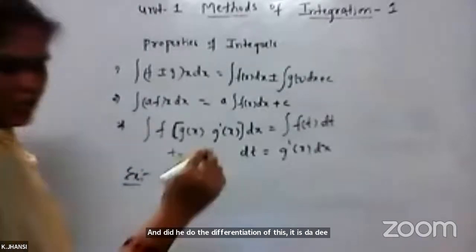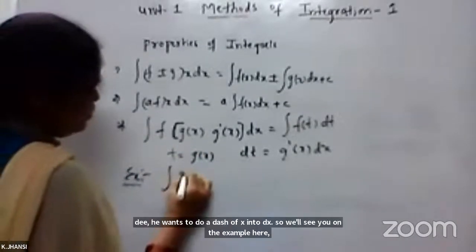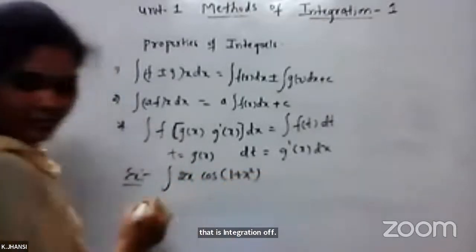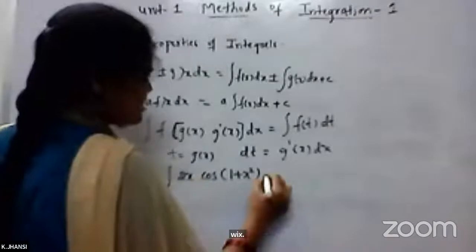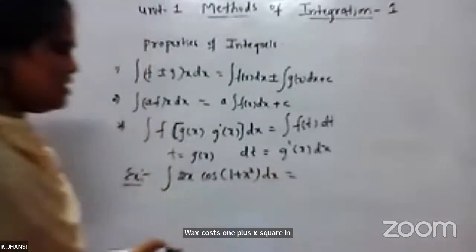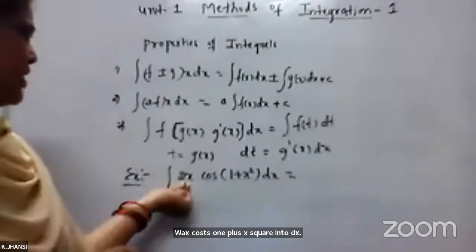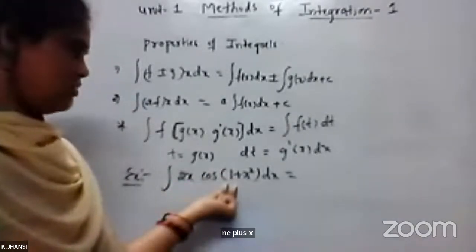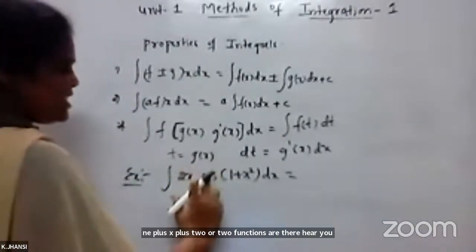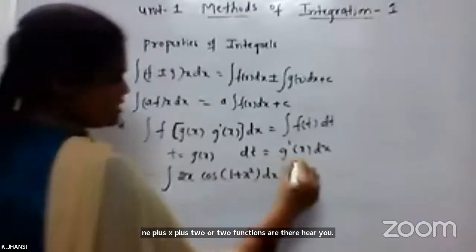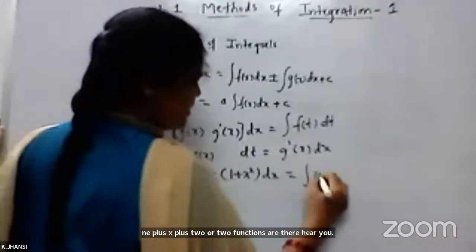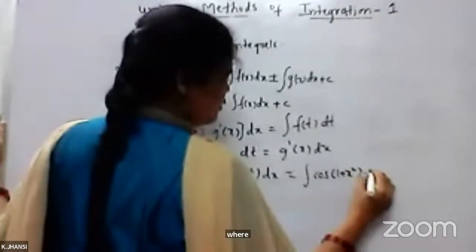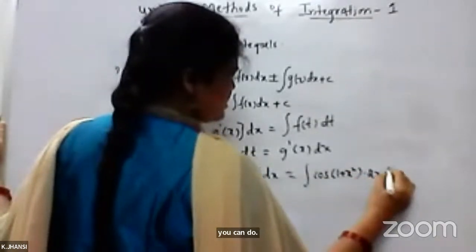That is the integration of 2x cos(1 plus x square) dx. Okay, this is the question. You have 2x, and cos of 1 plus x square. Two functions are there here. So we can write this as cos of 1 plus x square into, you can take 2x into dx.